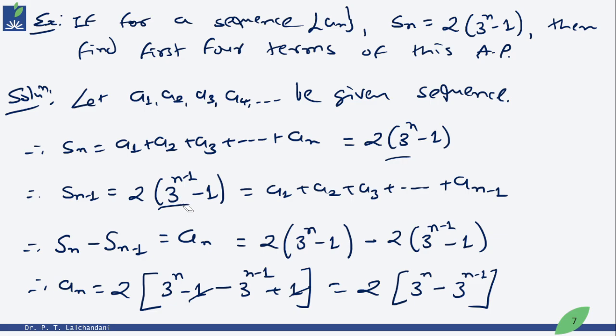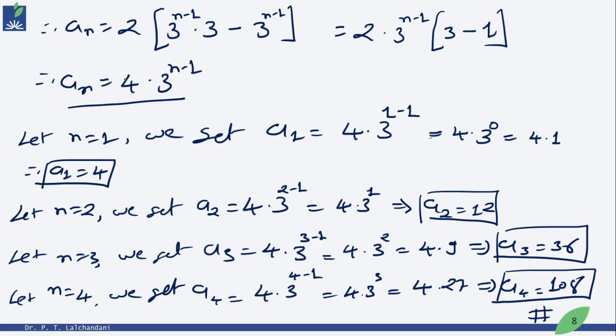So Sn minus Sn minus 1, simplifying this, we are getting the value of an, and an is equal to 4 times 3 raised to n minus 1. And since we are asked to find out the first four terms, taking n equal to 1, we are getting the first term, taking n equal to 2, we are getting a2, that is the second term, n equal to 3, third term, n equal to 4, fourth term, right? And this is your answer.